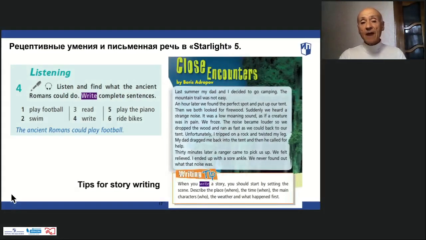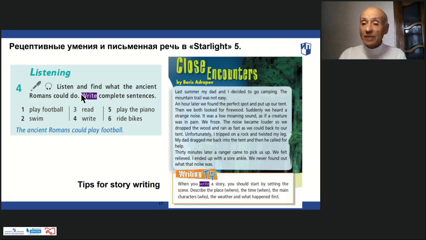This is an example from a course book, Starlight Grade 5, that gives you an idea of how listening skills, writing skills, integrated skills can be developed. Listen and find what the ancient Romans could do.